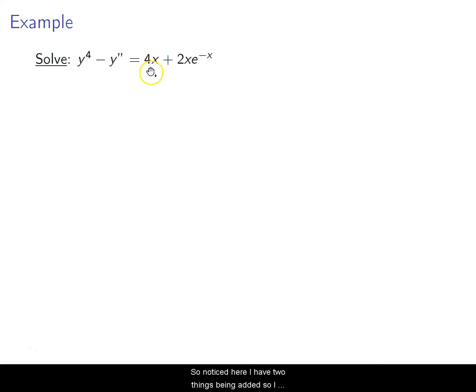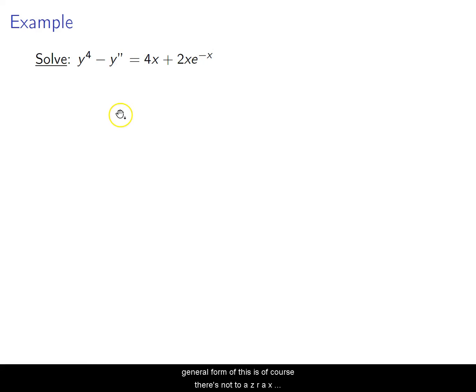Okay, so notice here I have two things being added, so I basically have two different solutions I'm looking at. I have one here which looks like a polynomial of degree 1, so I should have an ax plus b, and then here I have a polynomial term being factored in with an exponential. So not only should I have ax plus b from this one, but I should also have another ax plus b times e to the negative x, right? So that's what the general form of this is.